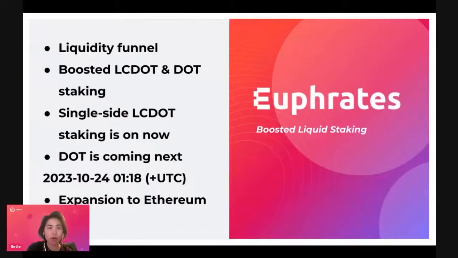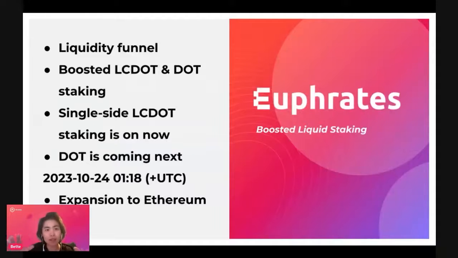So first of all, I'll highlight 3 ecosystem projects today. There are more we'll be able to show in the future, but highlight 3 today. The first one is Euphrates. For those who follow us closely, this is a smart contract application that we just launched 2 weeks ago.